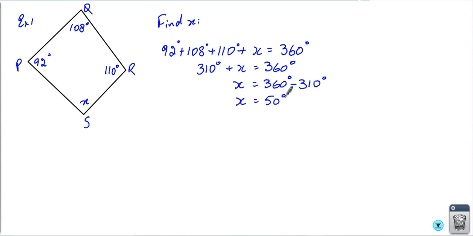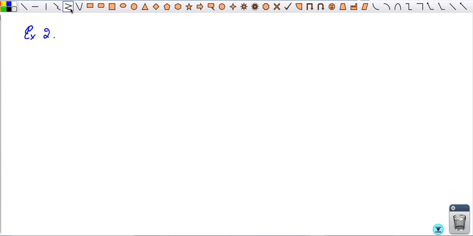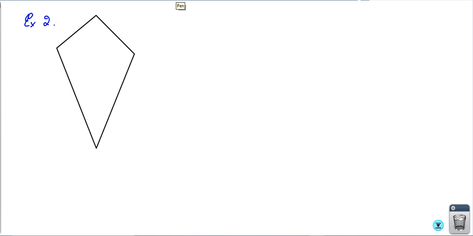That's one example. Let's do another example. So example number 2. Again, I'm going to have another quadrilateral. Now this quadrilateral has this 4x, this is 2x, this is 6x, and this is 6x, and I need to find the value of x.